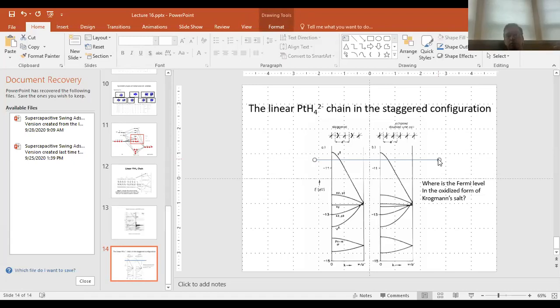Well, now it's not within the band gap. Now it actually cuts a band. Previously, it was in the band gap. Now it's actually cutting the band. Because it's cutting the band, the compound becomes metallically conducting. And that's why it's conductive. Okay. Thank you. All right.